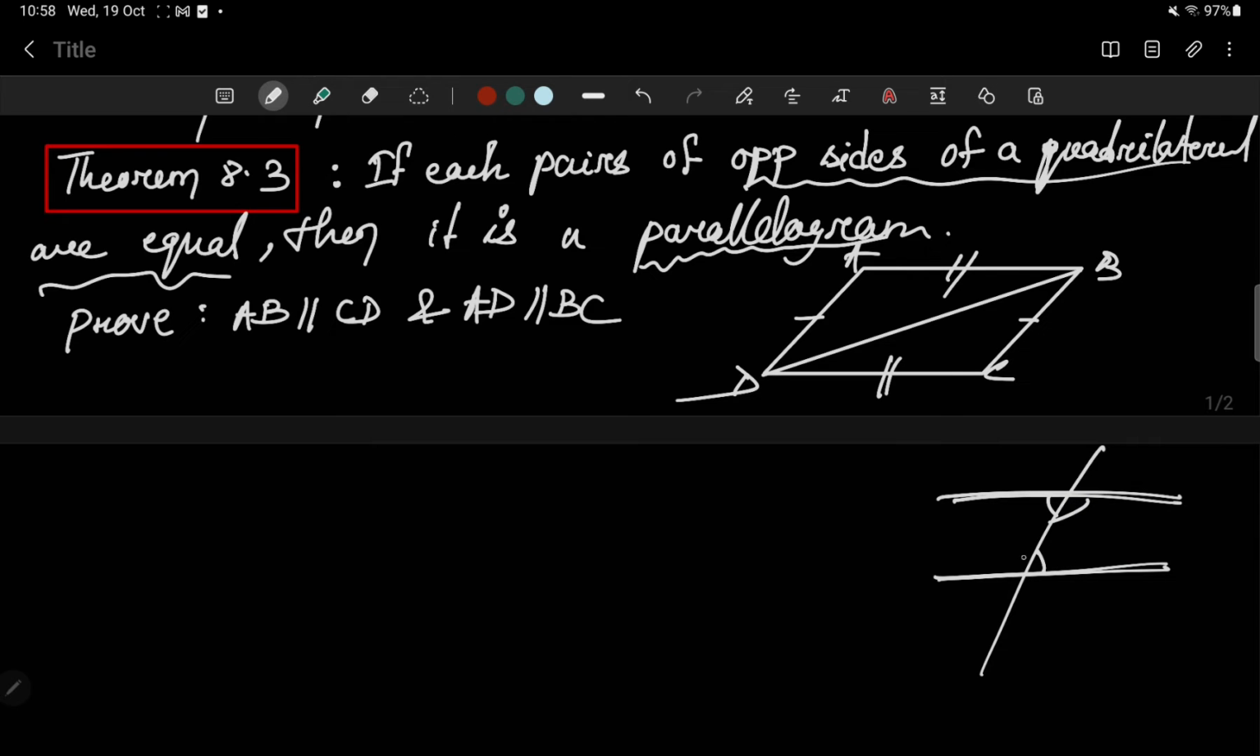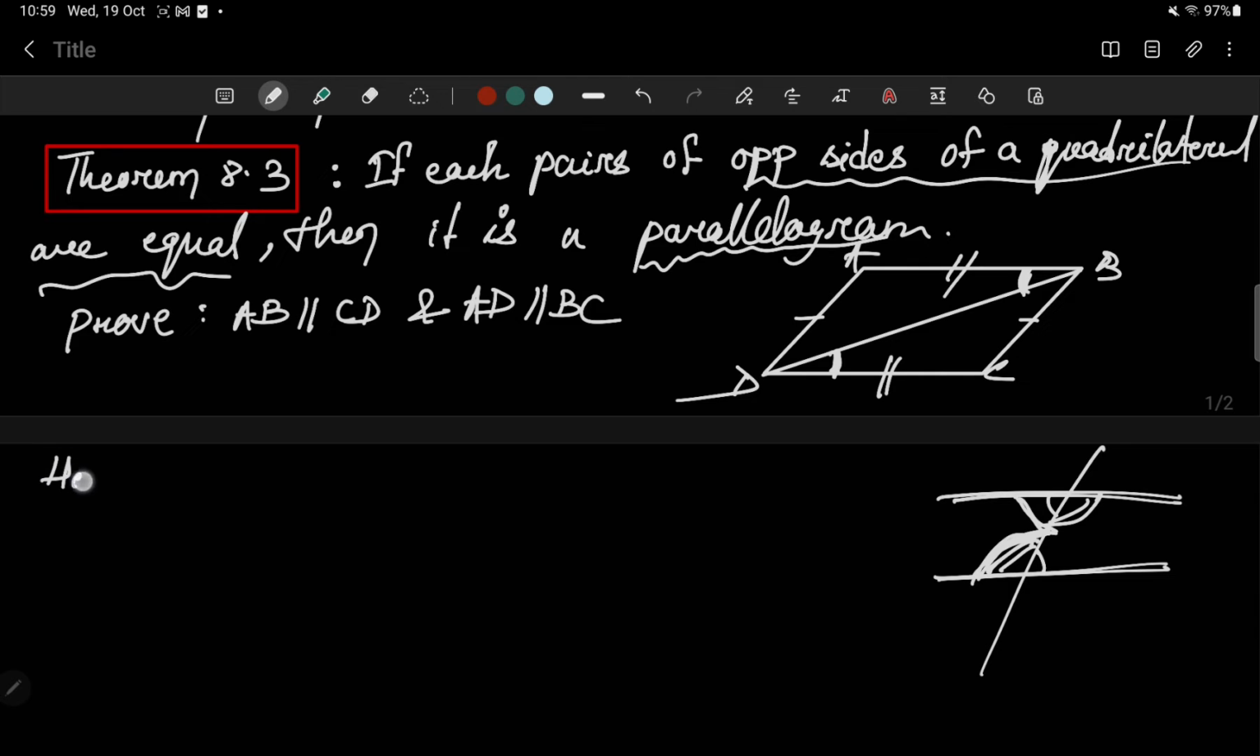This is also an alternate angle. Also we know if corresponding angles are supplementary, then we can say that both the lines are parallel. So here we can use alternate angles. In AB and DC, if we prove that this angle is equal to this angle, we can say that these lines are parallel. Let's see how we can say that.